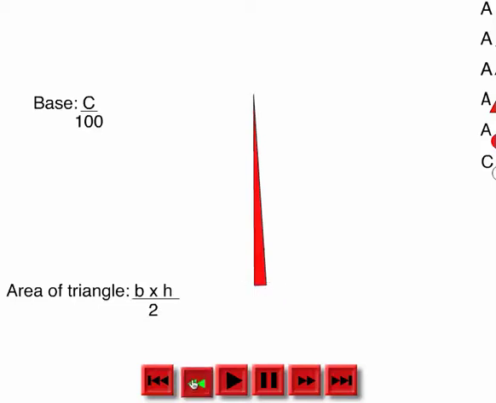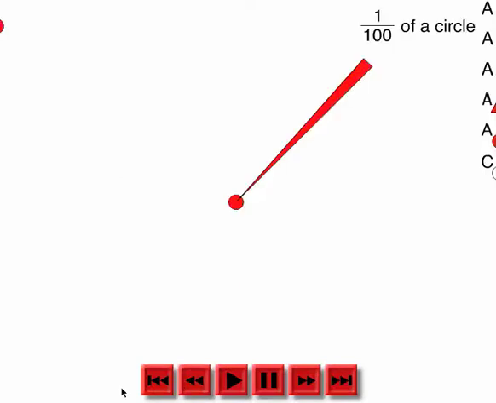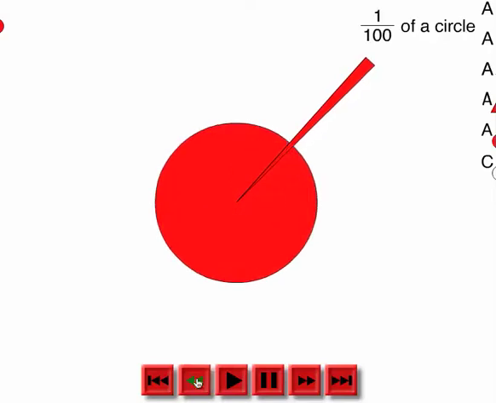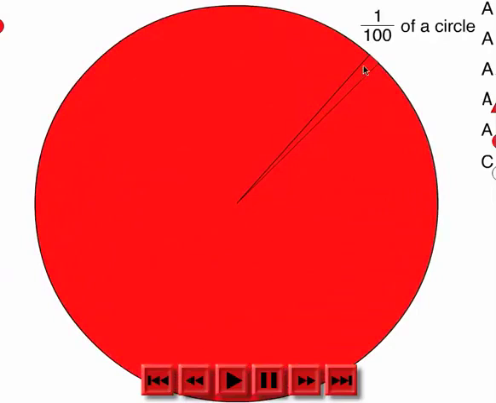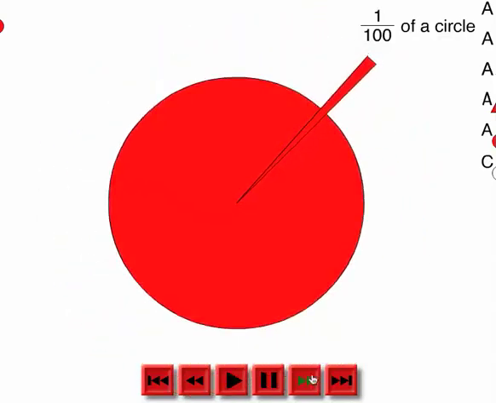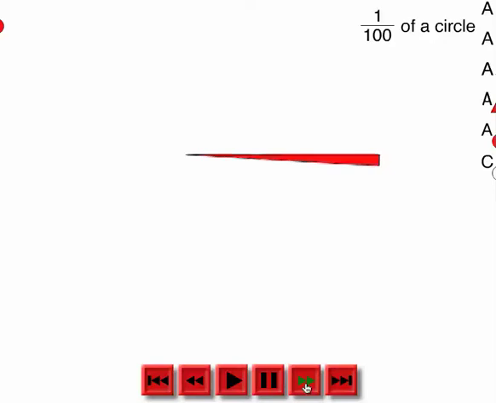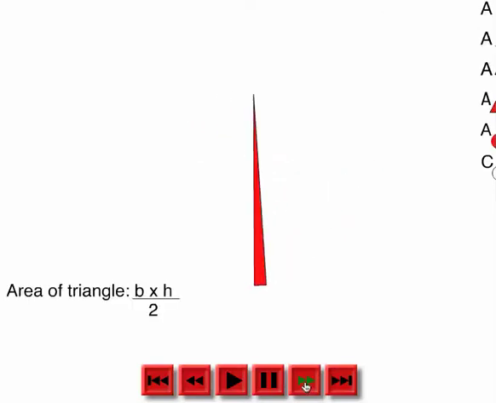If we back this up a bit, you can see where the triangle came from. So here's the triangle, and we can see the base of that triangle is 1/100th of the whole circumference. So that's 1/100th of the whole circle. Base times height divided by 2: the base is the circumference divided by 100, and the height is the radius of the circle.